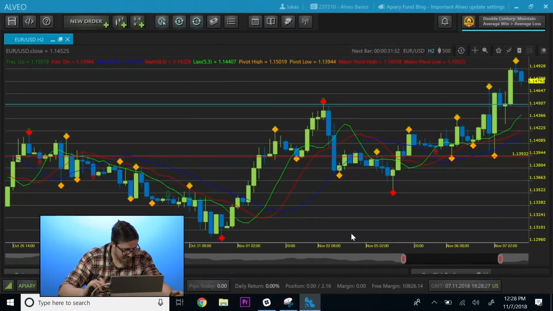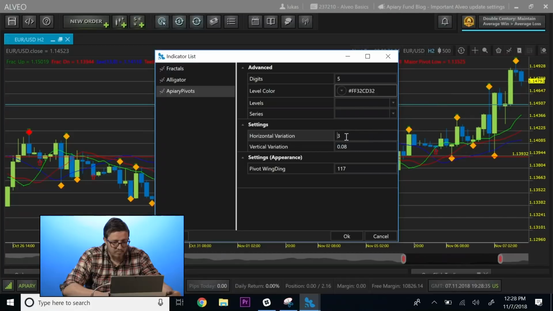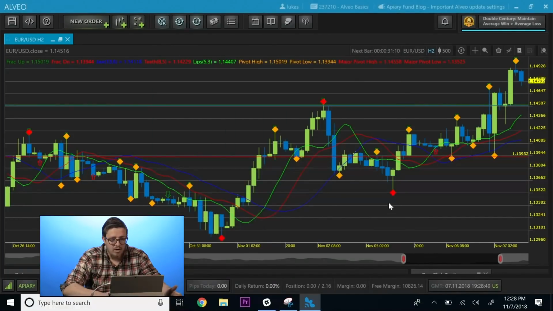So why change the pivot variation to 12, as one instructor had us do? Changing that pivot variation to 12, I would hope they were talking about the horizontal variation, changing that to 12. What that really does is make sure that you're not getting any horizontal variation pivots in there. It's really making sure that the only pivots you see are ones that are based off of price reversals.